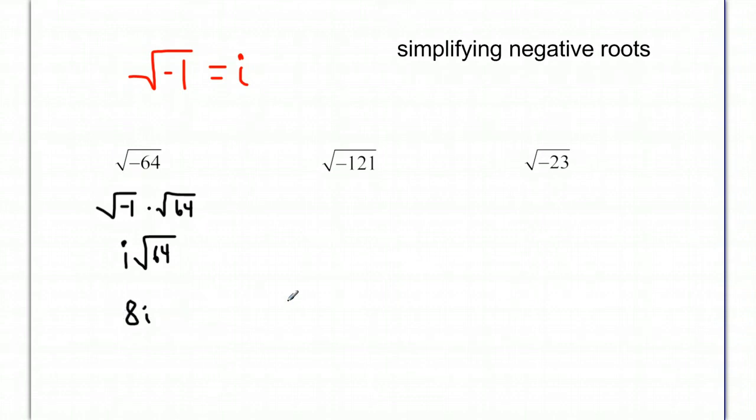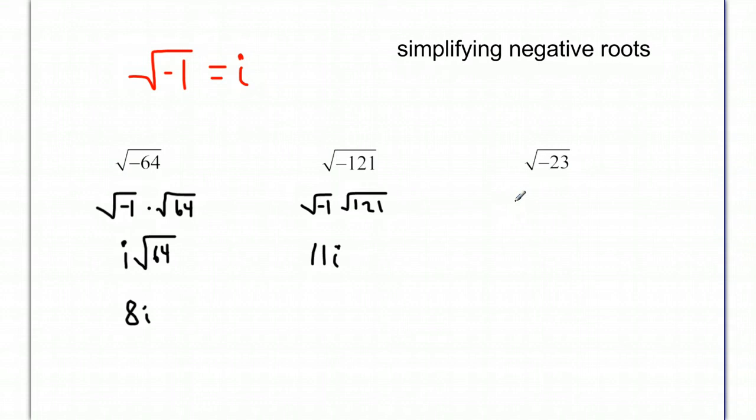so this term would become 8i. Skipping a few steps here, we have negative 121. I know that I'm going to get a negative 1 under my root, and then my positive leftover is 121. The root of 121 as a positive is equal to 11. The square root of negative 1 we know is just i. So it's going to just be 11i.